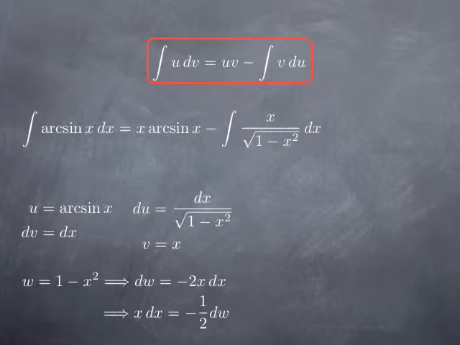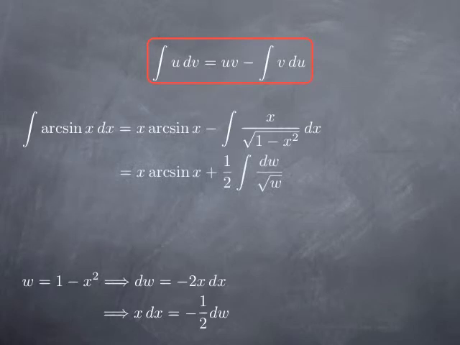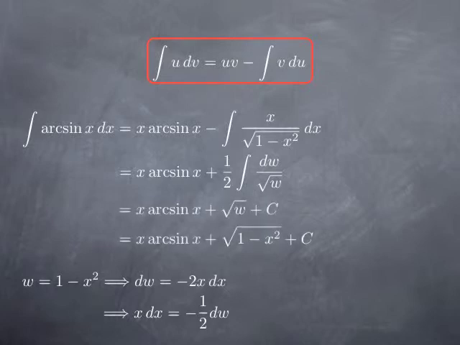So in this integral I'm going to replace x dx by negative 1/2 dw, and square root of 1 minus x squared by square root of w. So we obtain x arcsine x plus 1/2 integral of dw over root w. Well, 1 over 2 root w is the derivative of root w, in other words, an antiderivative of 1 over 2 square root of w is root of w. And w was 1 minus x squared. So we obtain x arcsine x plus root of 1 minus x squared, up to a constant.